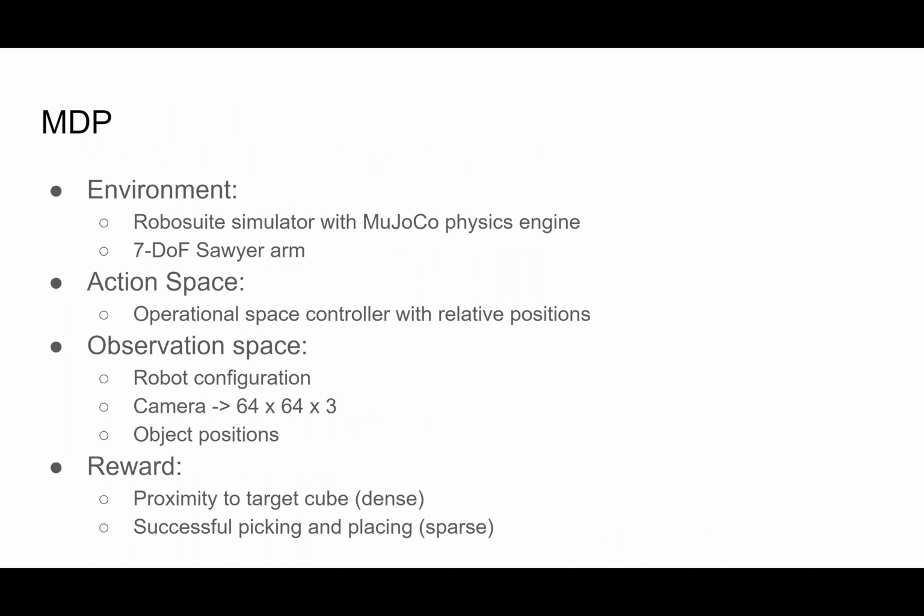We use the robotic simulator for our environment with the Sawyer arm robot. The action space is the operational space controller with relative positions. The observation space is the robot configuration, which is the joint positions. We also have a 64 by 64 image, and we also have the object positions. For the reward, there is a dense reward for motivating the robot to move and a sparse reward for the whole task.